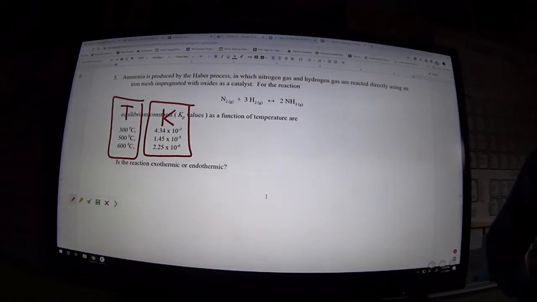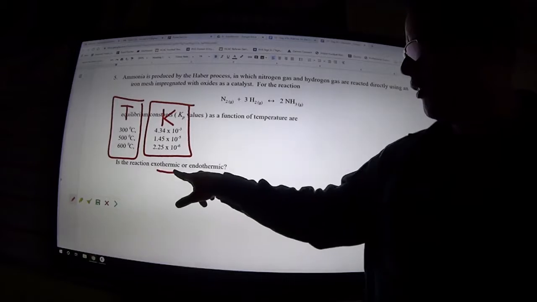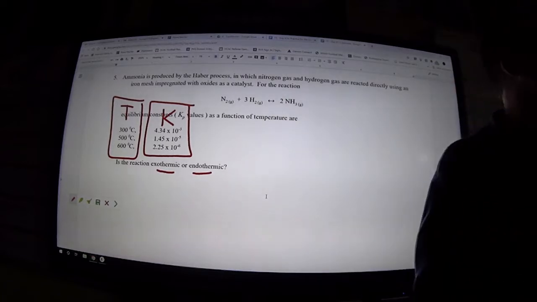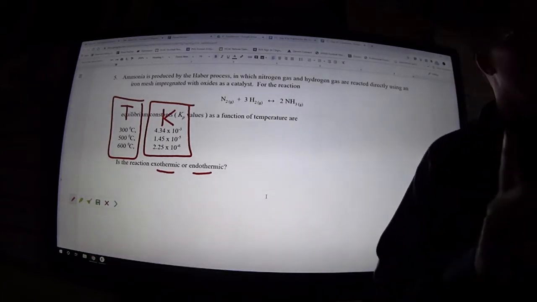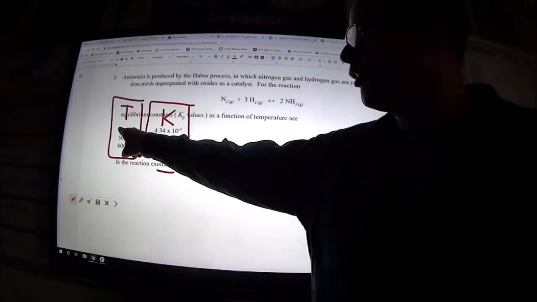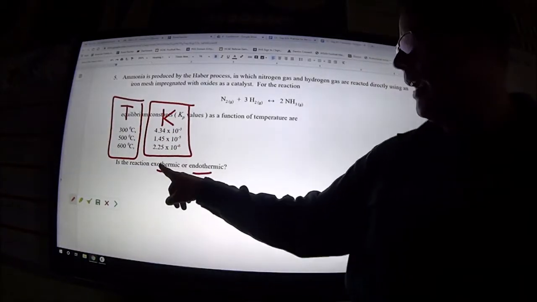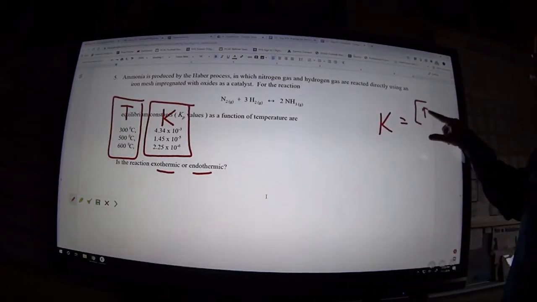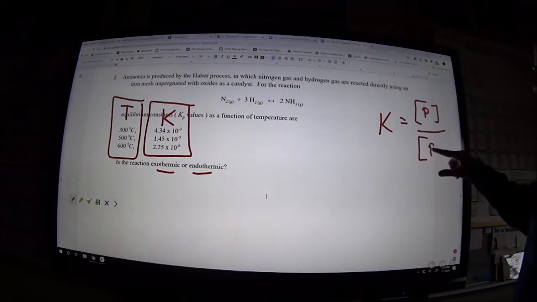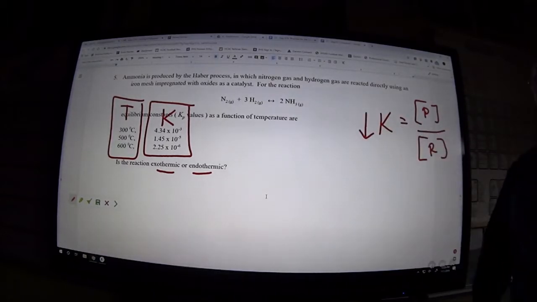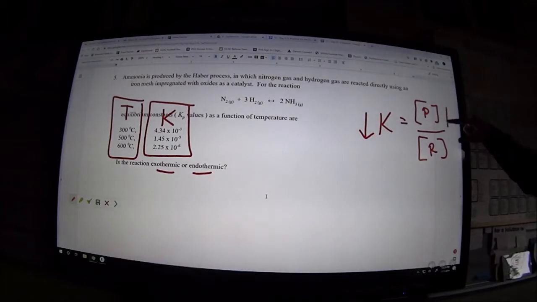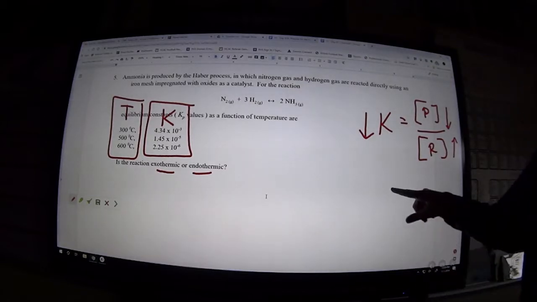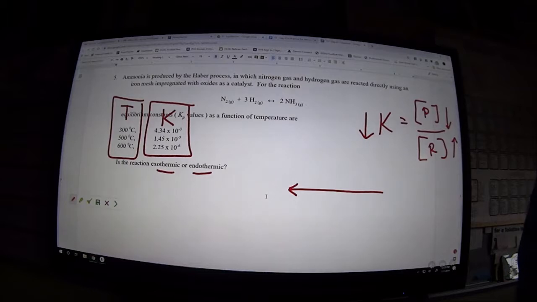We don't care. So, to answer this question, is it exo or endothermic? The first thing you want to do when given information like this is determine the shift. So looking at the top temperature to the bottom temperature, has K increased or decreased? Decreased. So if K decreased, then what does that mean to the products? Products are going down, and the reactants are going up. So which direction is the shift? Left. That's the hardest part right there, determining the shift.